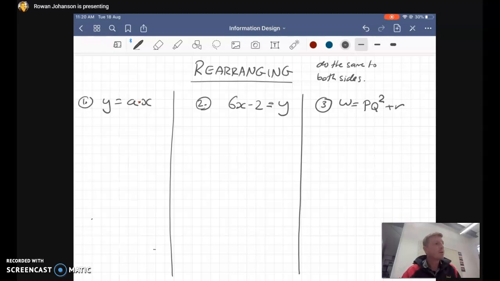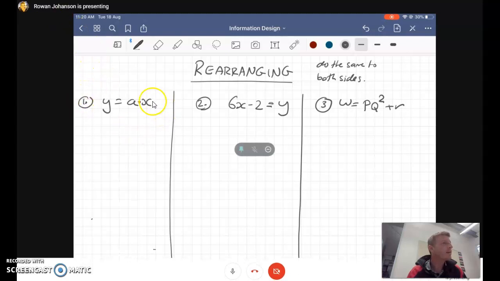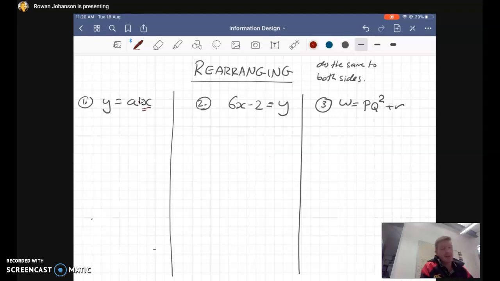If I get y equals ax, this one on the left-hand side, the first thing I have to decide is what do I want to make my focus. And so I'm going to say, let's try make x the subject, which means I want to get x alone. I have to undo the things attached to that x one step at a time. So the first thing I have there is the a. So I know to get rid of an a, I've got to divide by a.